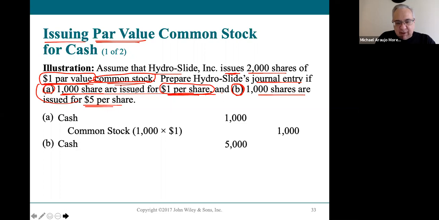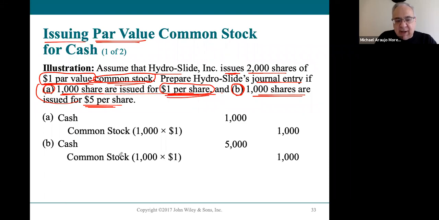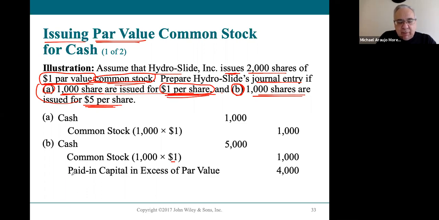When you look at the second part, they sold 1,000 shares at $5. So that's $5,000. They raised $5,000 in cash. But this is where the accounting gets interesting. The first $1,000 of that is credited to the common stock account for its par value. The other $4,000 of that, because they raised $5,000, will be credited to something called the paid-in capital account in excess of par value, and this will be for common stock.